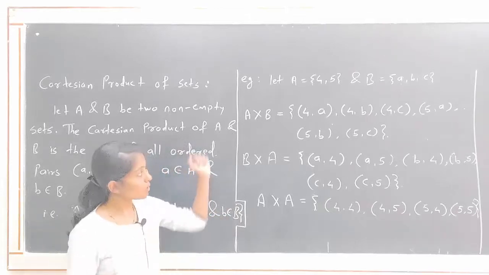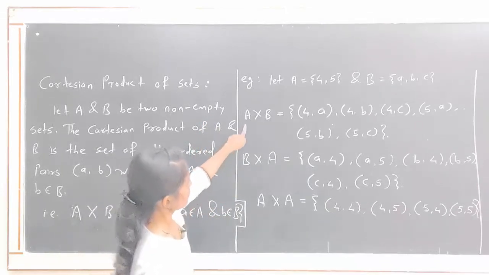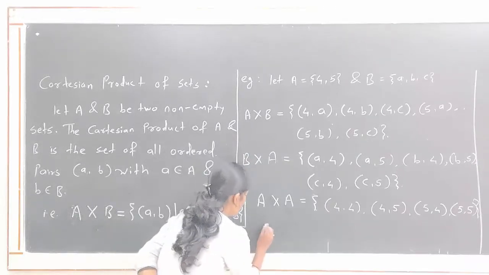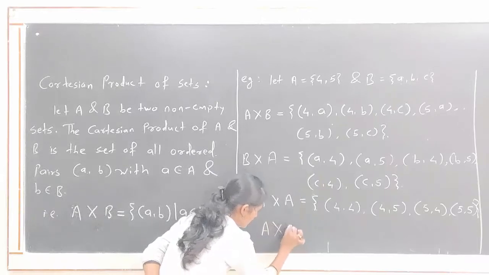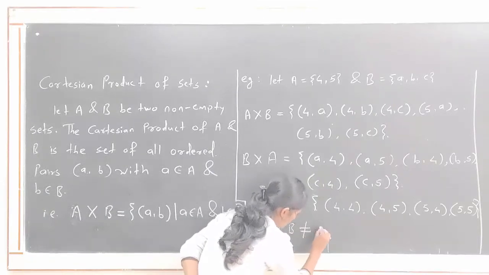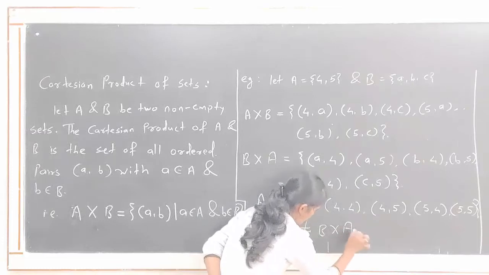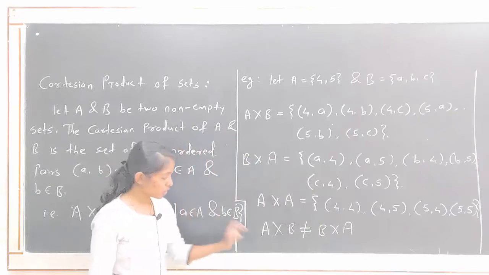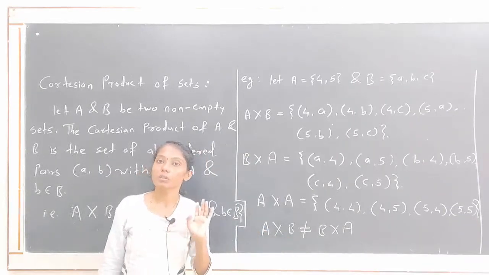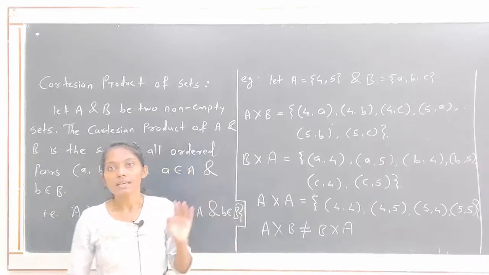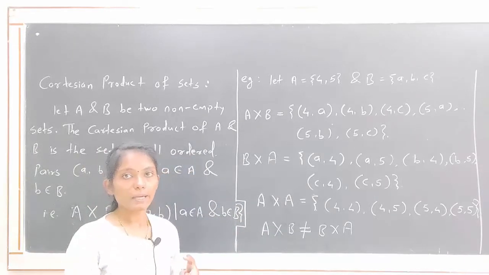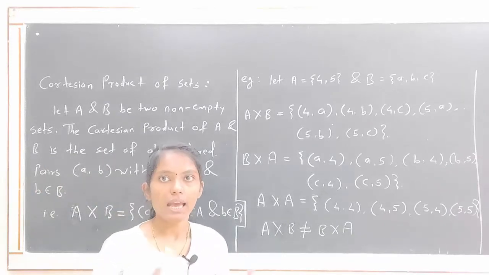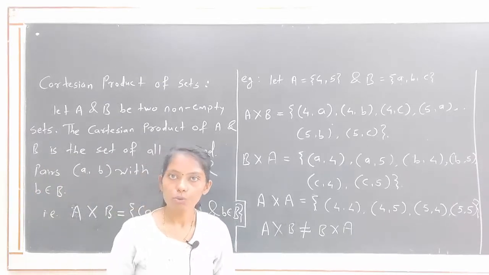Now observe this example, A cross B and B cross A. From this example, it is clear that A cross B is not equal to B cross A. That is, in general the Cartesian product of sets A and B is not equal to the Cartesian product of sets B and A. Okay, all of you get this point?